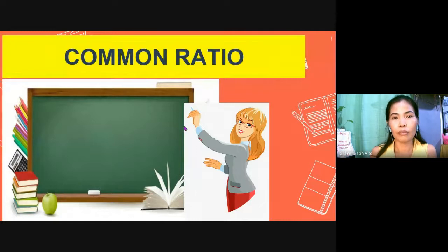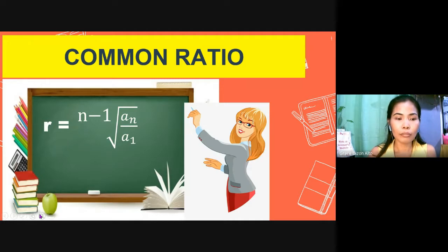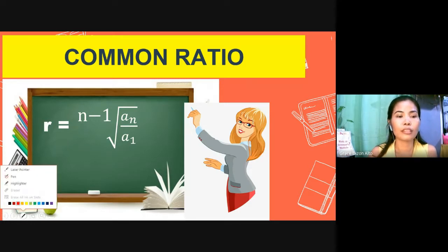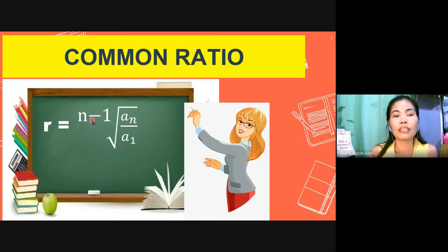While the formula for the common ratio, especially if the given are the last term and the first term of the sequence, is r is equal to the n minus 1 root of a sub n divided by a sub 1, where n is the number of terms. It will be the n minus 1 root of the last term divided by the first term. First, divide the last term by the first term, and then take the n minus 1 root of that.